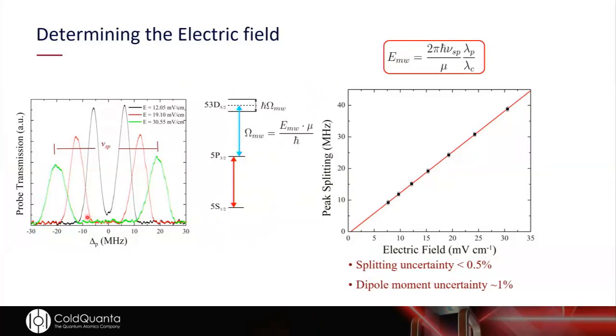How to determine the microwave E field? The frequency distance of the splitting is proportional to the Rabi frequency like this. This is called Autler-Townes splitting. We can derive the microwave electric field versus the splitting of the EIT signal like this. This is just the plot of the electric field amplitude versus the peak splitting. We can see it's basically linear as expected. The splitting uncertainty here is less than 0.5%, and the dipole moment uncertainty is roughly 1%. These numbers are pretty conservative, which means they could be larger than they really are.